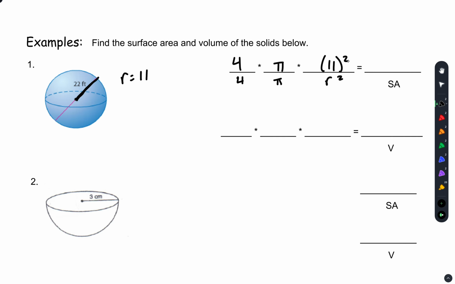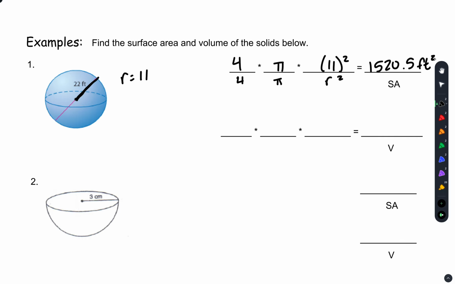This is about the point where I stop caring about exact values. If you still find it in exact values, that's fine, but it's just so much easier to plug this into your calculator. I believe this is 484 pi, but I wrote it down as 1,520.5 feet squared. Any questions?